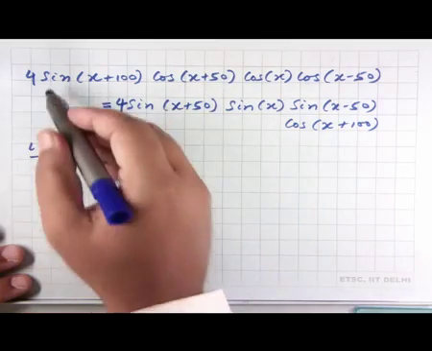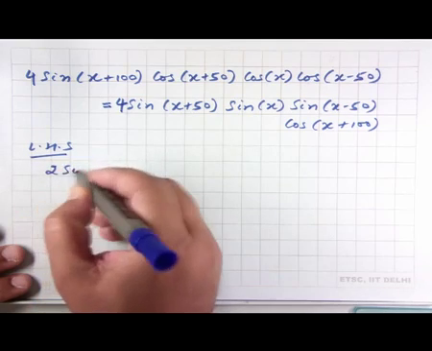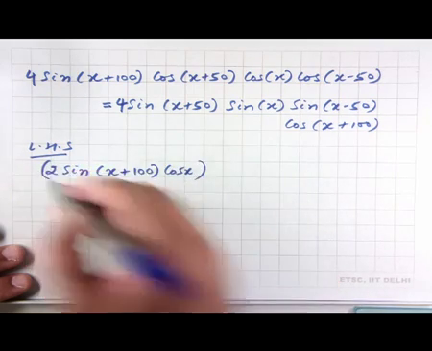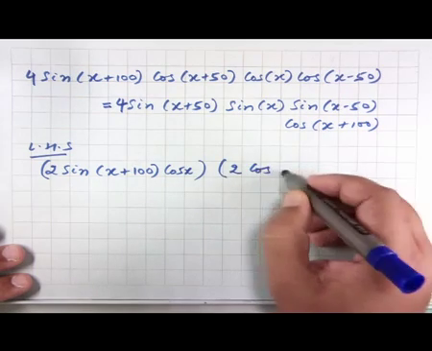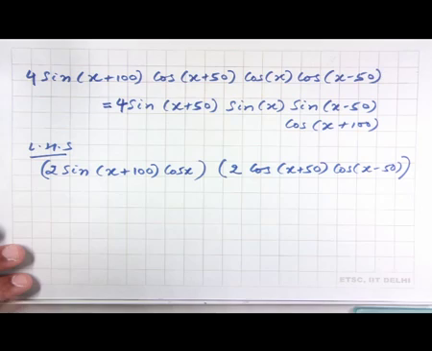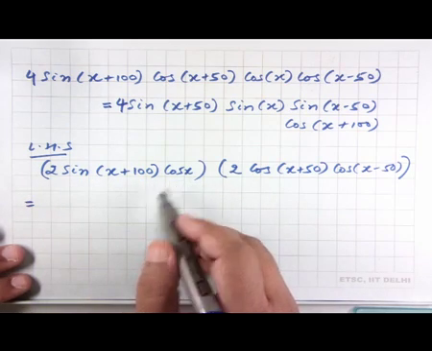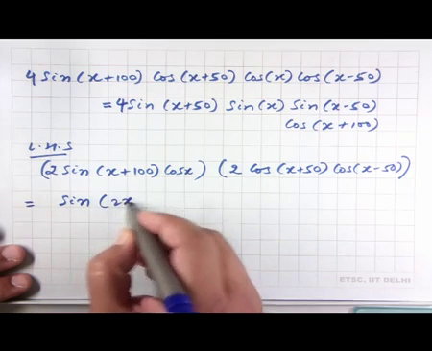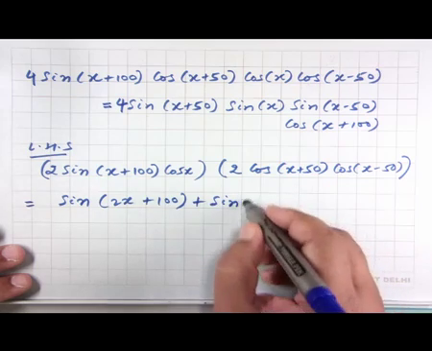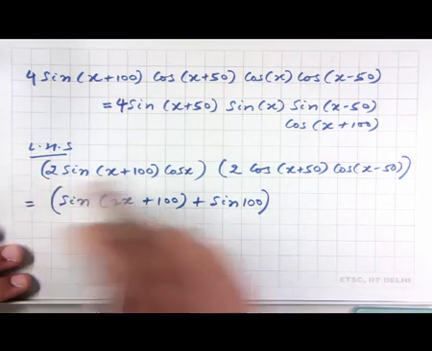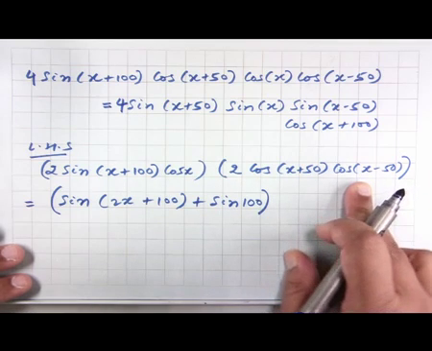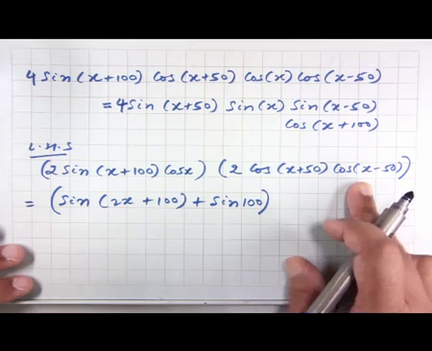So on the left hand side, what we can write it as 2 sin x plus 100 times cos x multiplied by 2 cos x plus 50 times cos of x minus 50. Now we know that 2 sin A cos B is sine of A plus B plus sine of A minus B, which is 100 degrees. So this is the first term on the left hand side, and then here we see the pattern for 2 cos A cos B, and we know that 2 cos A cos B is cos A plus B plus cos A minus B.